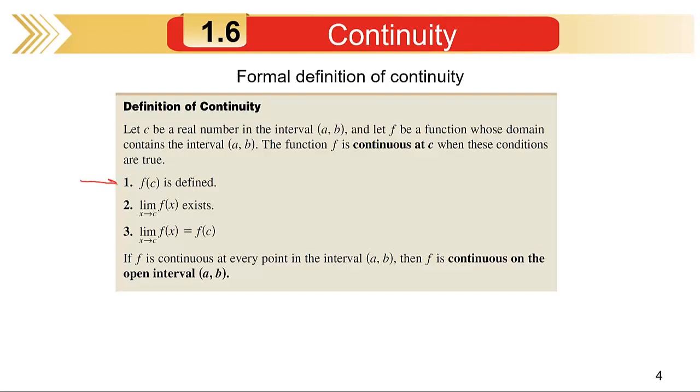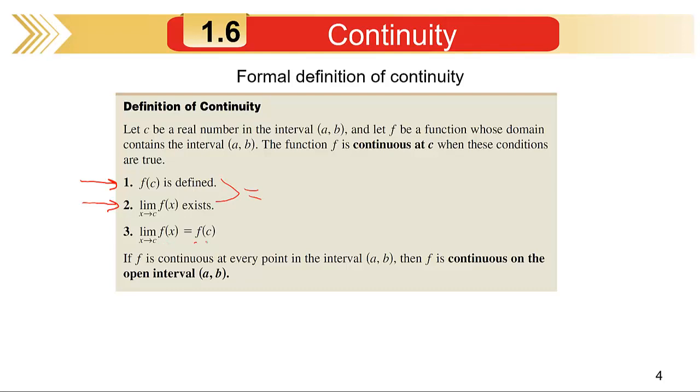When you plug c into the function, you have to get an answer. And you can see if you have a hole in the graph, you're not going to get an answer. You've got to have a limit as x approaches that number c. In other words, left-hand and right-hand limits have to equal each other. And the two answers from 1 and 2 have to be equal to each other.